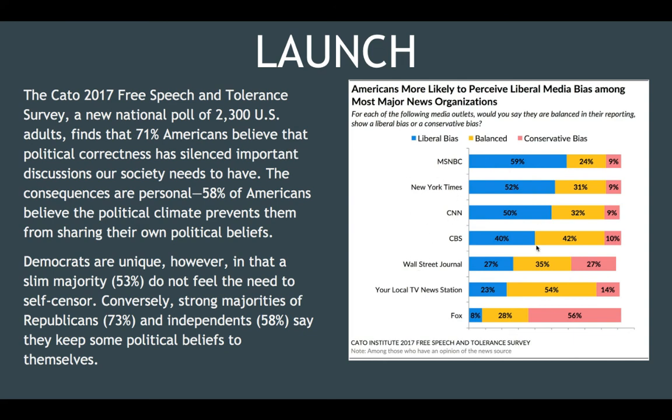Do you see something wrong with the way they did this study? Note the note down at the bottom. They actually give a disclaimer among those who have an opinion of the news source. They're only asking people that have an opinion of these specific media companies. Okay? So if you don't have an opinion, we don't really get an accurate assessment. Although if you don't know anything about them, it's hard to give an opinion. So they actually probably did do the right thing by asking people to have an opinion. Even though that is given as a disclaimer or a note, I don't think it's a big deal.